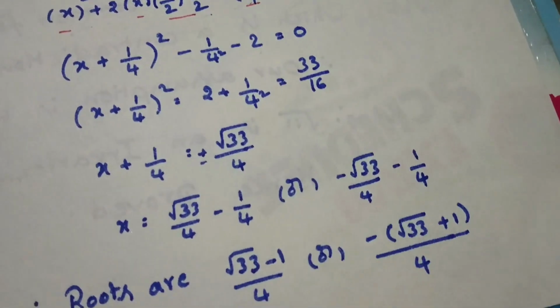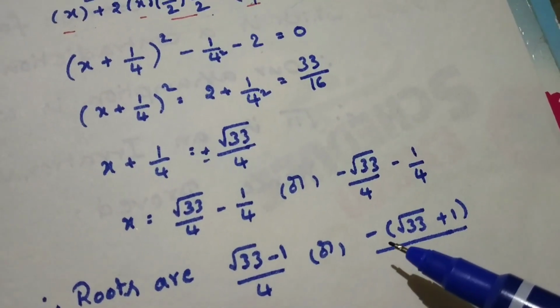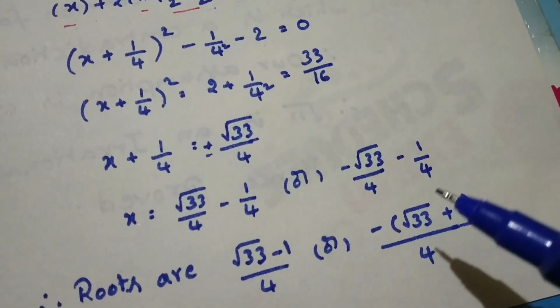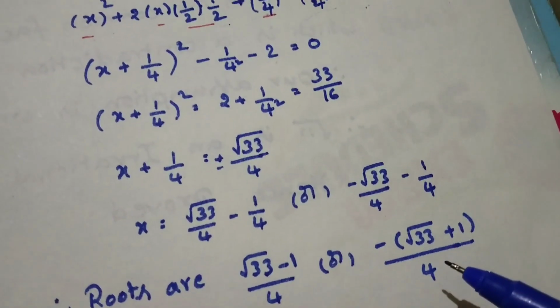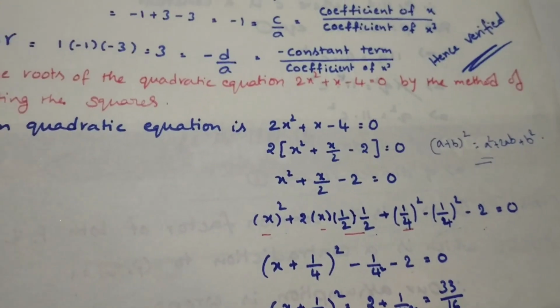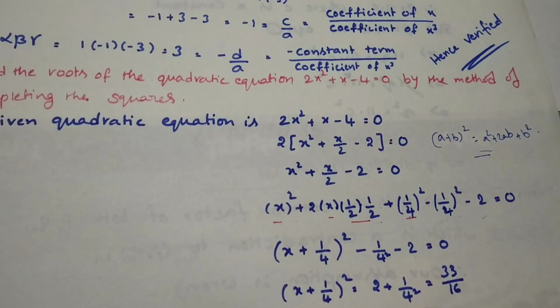So the roots are (root 33 minus 1)/4, or if you take minus as common, minus of (root 33 plus 1)/4. These are the roots of the given quadratic equation 2x² + x − 4 = 0.